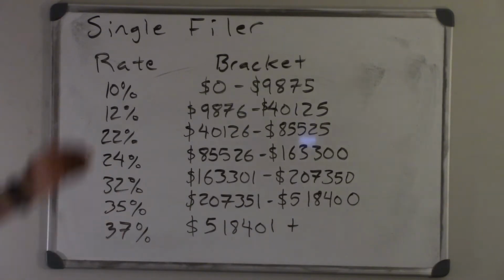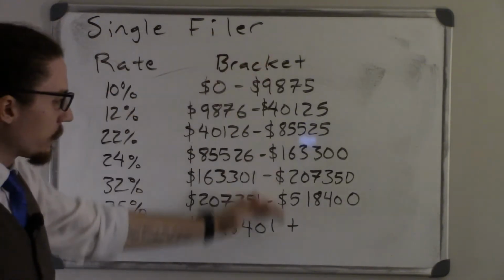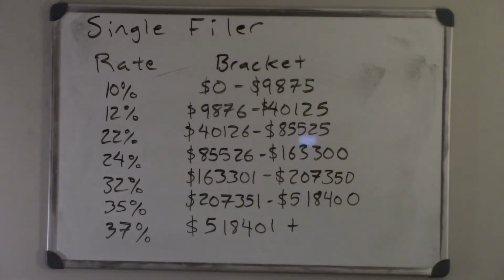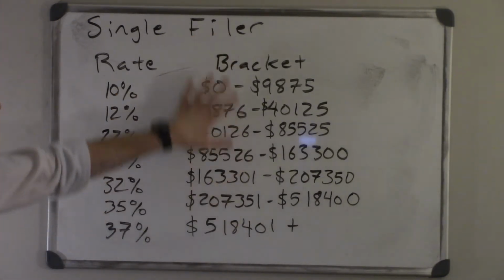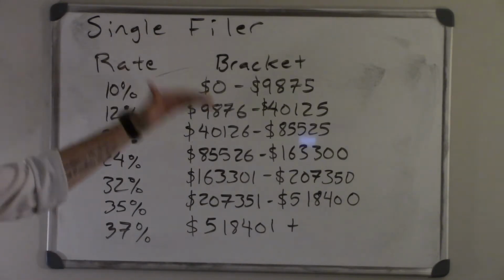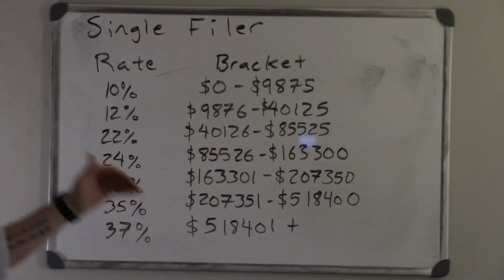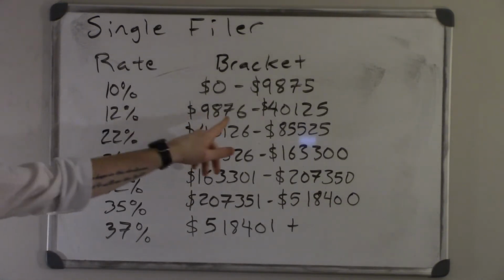Looking at this, we have all of our rates, and then we have our brackets. So the way you are going to go about calculating how much you're going to pay in taxes, or your average tax rate: one, we're going to take our income, and take out any deductions so that we have our taxable income. And then we're going to look at these brackets and see where that taxable income falls.